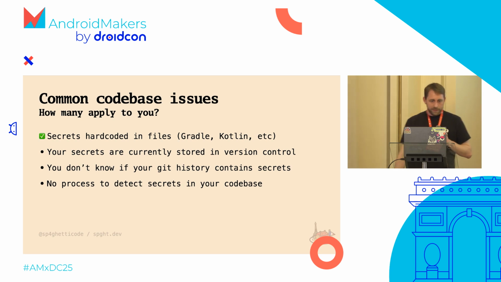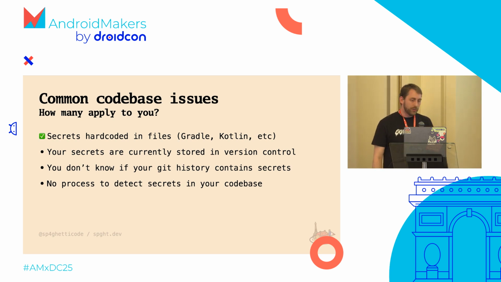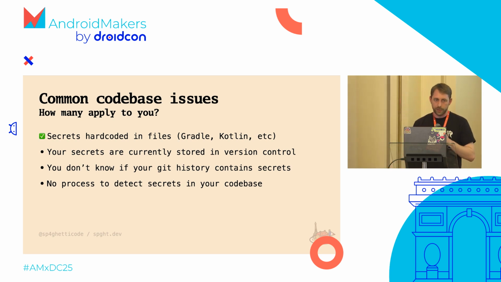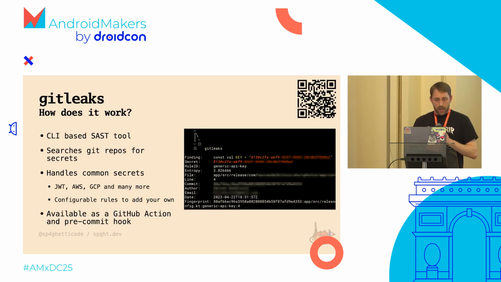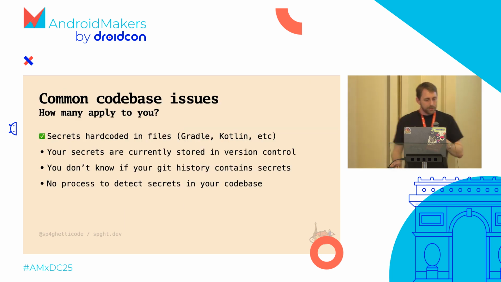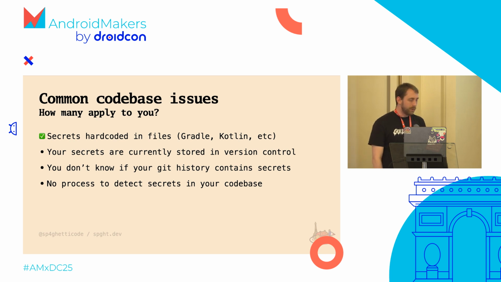So yeah, we can tick the first bit off of our list. This is one approach for secrets hard-coded in files. We can remove them and put them into a file that's no longer committed. Next up, what if your secrets are currently stored in version control?